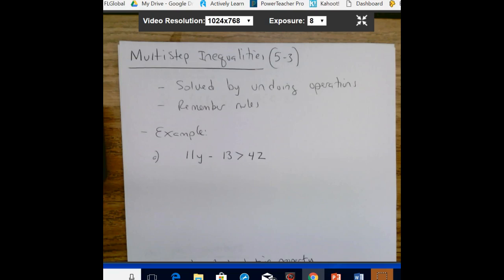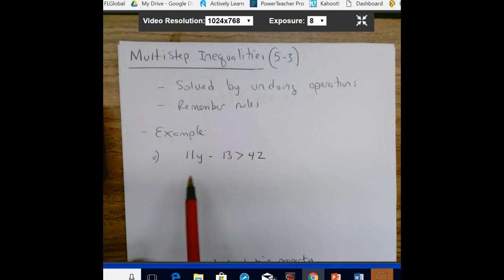And also remember the rules about if you're dividing or multiplying by a negative number, that you have to change this inequality sign. So let's just do an example here of these multi-step ones, so you can see how they're done. So this one here says 11y minus 13 is greater than 42. In the end, what we want is y is greater than some other number over here. And we might even end up having to multiply or divide a negative number through. Then we might even change that to be less than. But we'll see here as we do it.